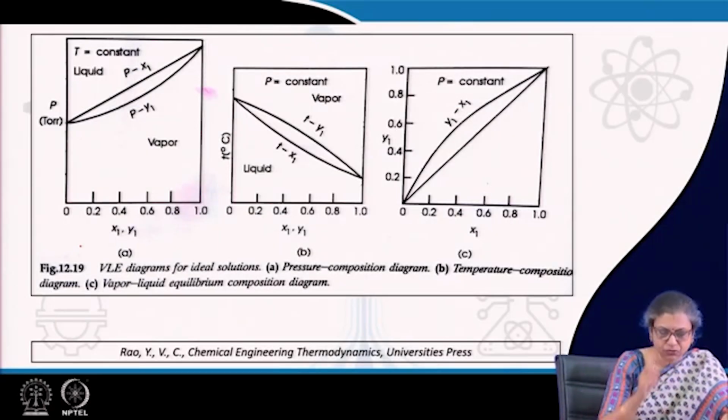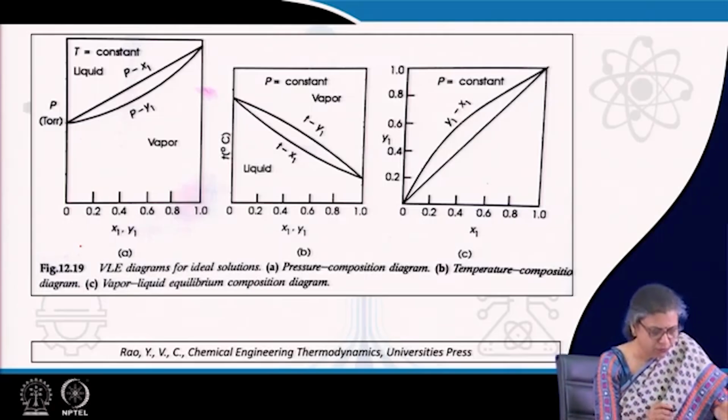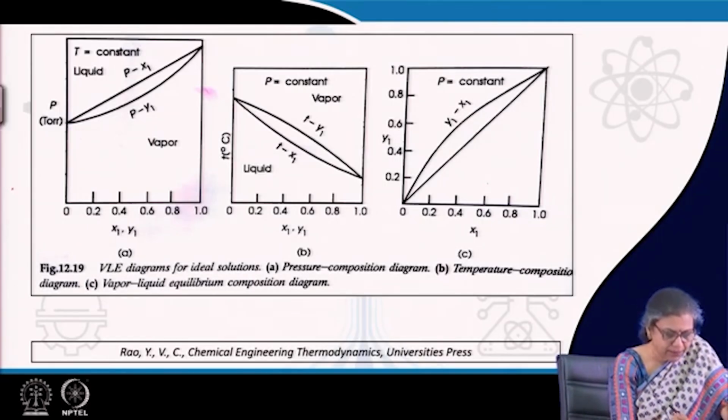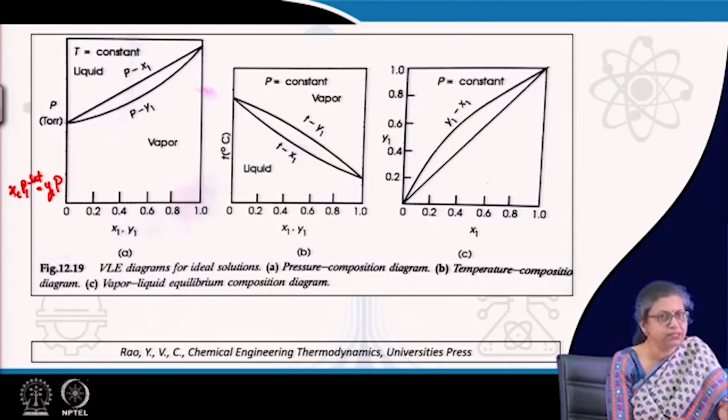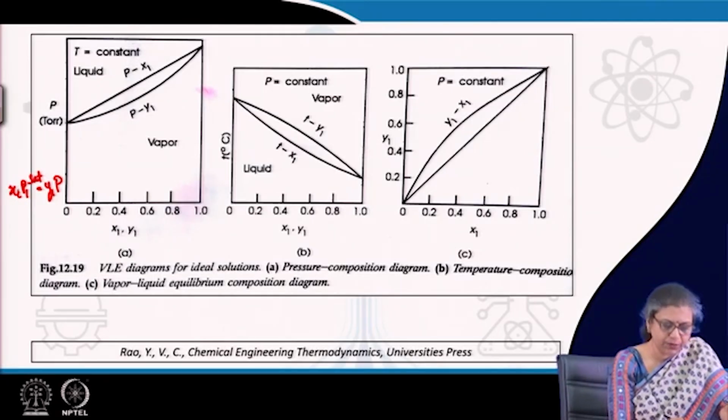So for Pxy data, we had just discussed that xi Pi saturated equals yi P, which automatically means that the pressure varies linearly with the composition in the liquid phase. As a result, P versus x1 is linear and P versus y1 is something of this sort. Above this we have a liquid, at higher pressures there is liquid, at lower pressures there is a vapor.